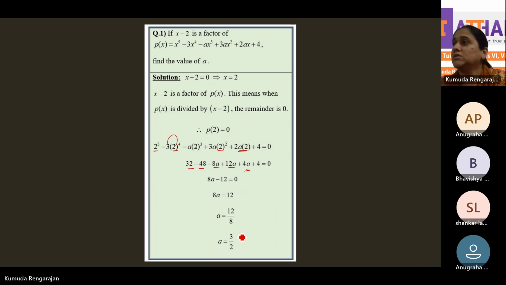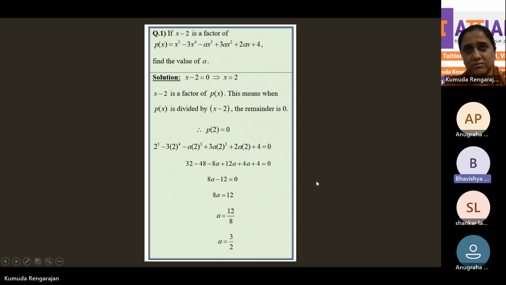Done, children? Identified your mistake? Those who did not get it? Where you went wrong, Sahana? 2 to the power 5, you wrote 35? 34 you wrote, okay. Understand all of you? Any questions? Next one. Online students, Anugraha got it. Bhavishya and Hari Pranav?